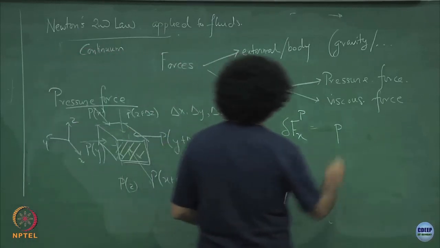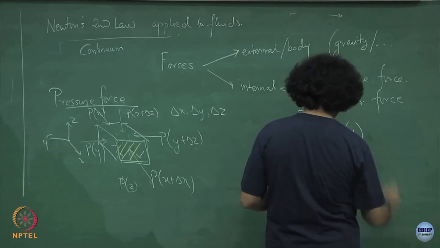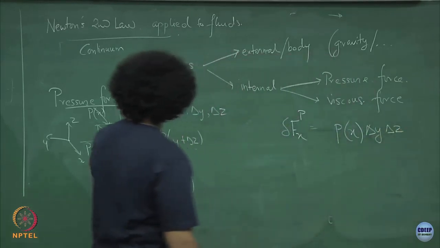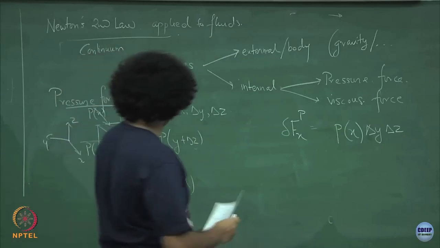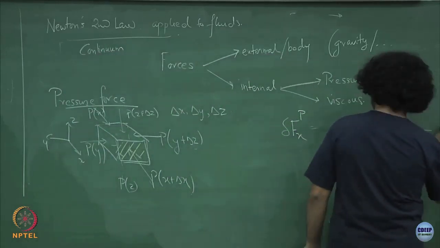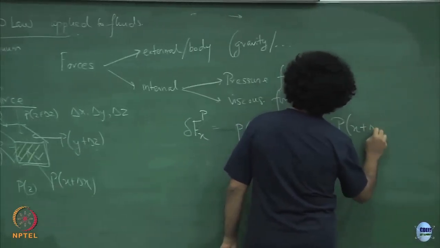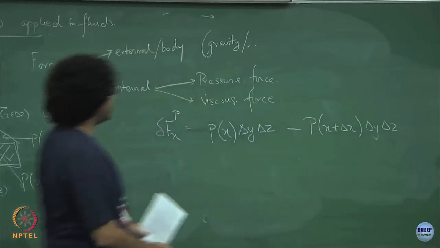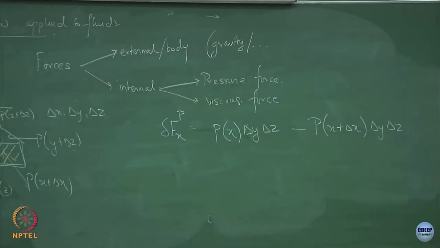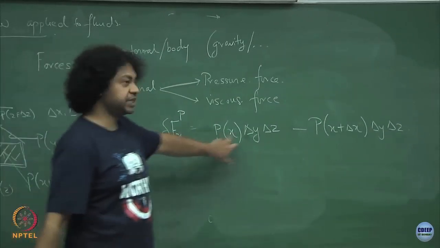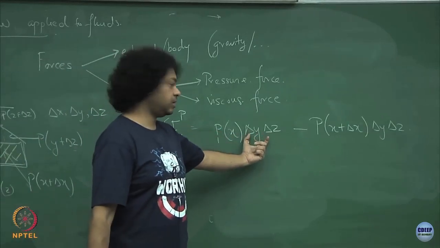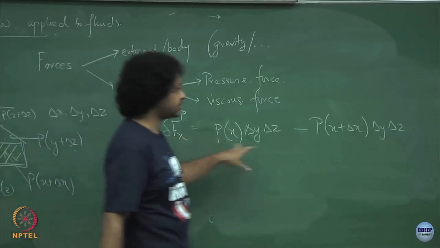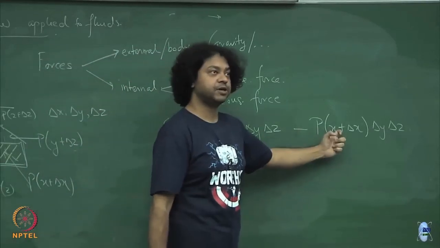Because of this face over here, it is p of x times the area, which is delta y delta z, plus the force on this face, which is going to be minus p of x plus delta x times delta y delta z. Pressure is force per unit area, so force is pressure into area. The area of each of these is delta y delta z. The pressure on this face is p of x, and on the front face it is minus p of x plus delta x.